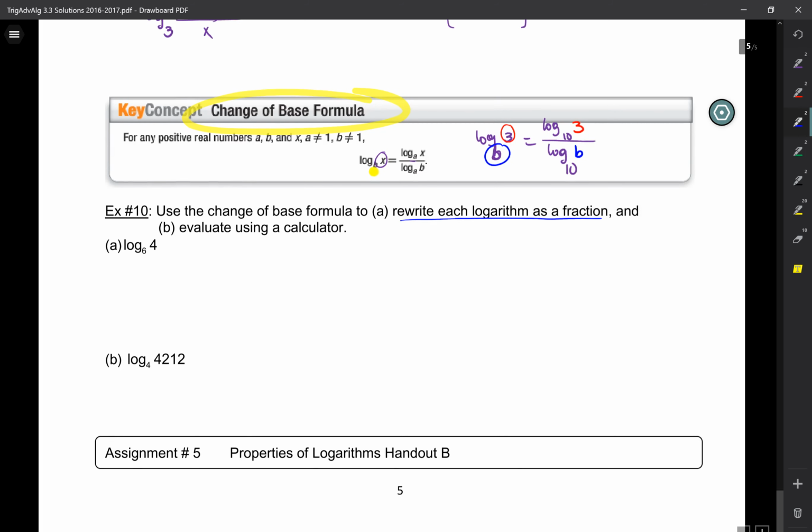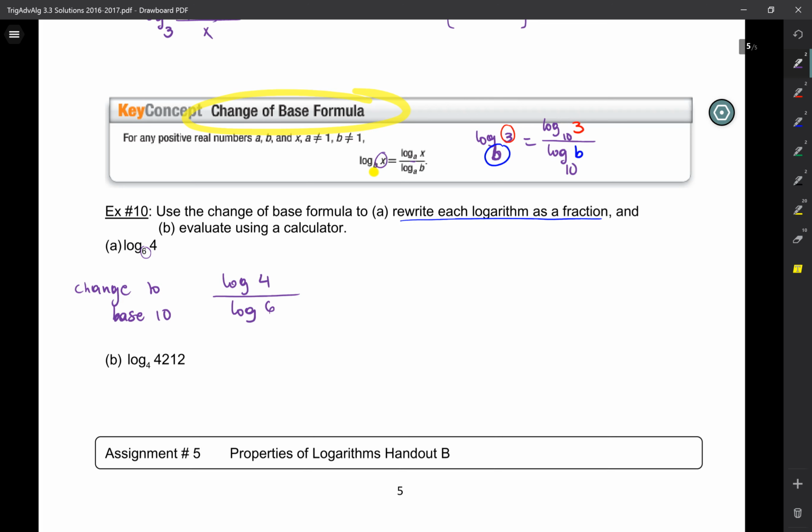So let's do this one. Let's rewrite the logarithm as a fraction. So for this one, we're going to write it in terms of base 10, and I'll tell you why. So we're going to change to base 10. Okay, so it'll be log of 4. Remember, if the base is 10, we don't have to write it. Log of 4 divided by log of the lower number, 6. When the base is 10, you don't have to write it. It's like writing x to the 1.